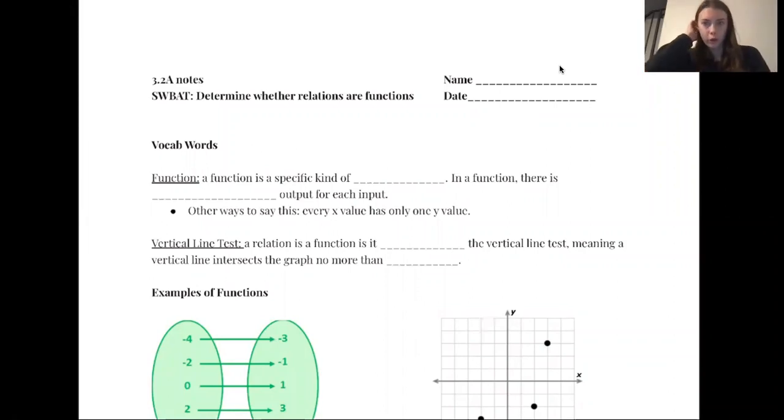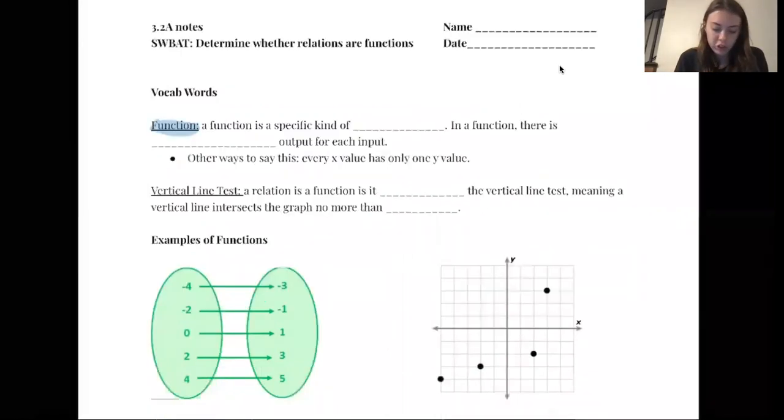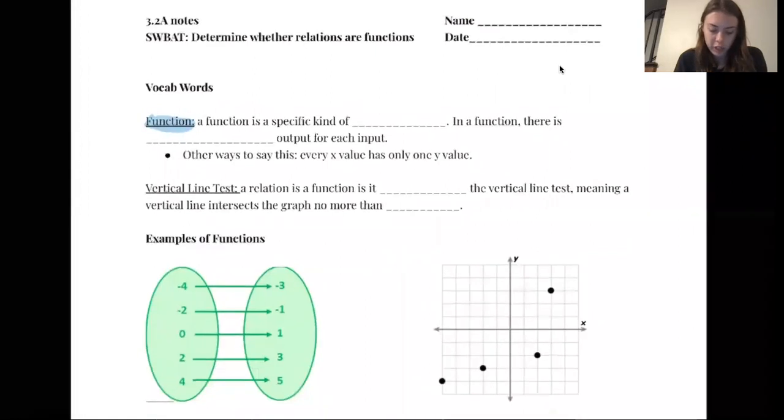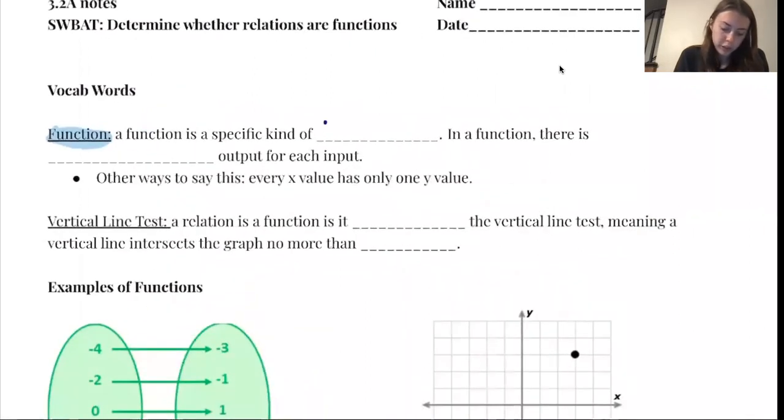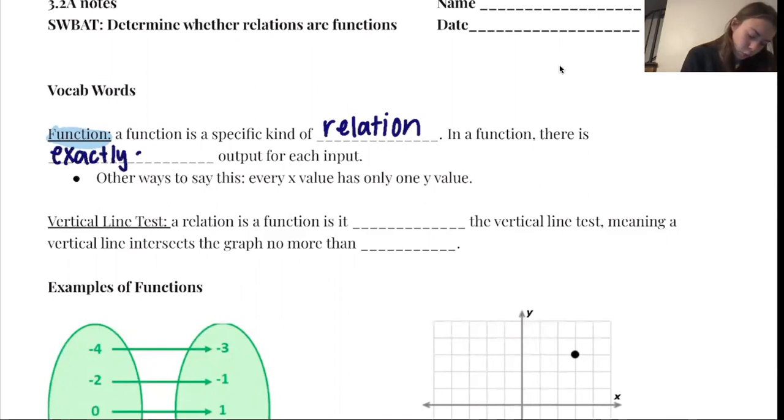But we're going to talk about another word today, another vocabulary word, and that is a function. And a function is a specific kind of relation. So a function is a relation, kind of like a square is a rectangle. In a function, there is exactly one output for each input. And another way to say this is every x value has only one y value.